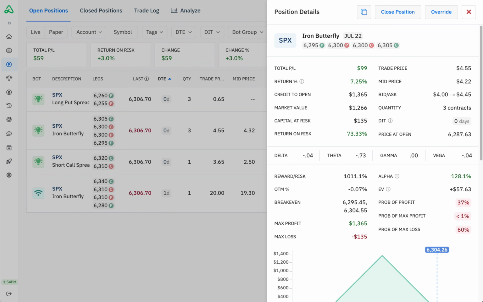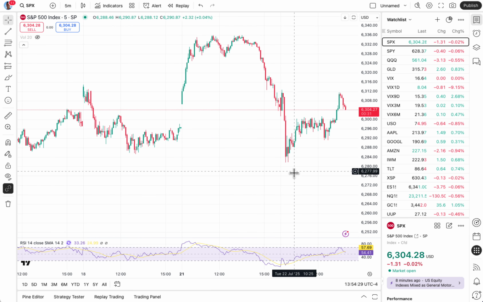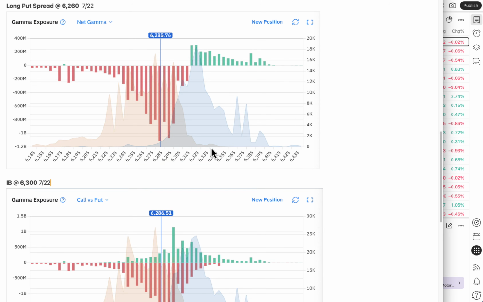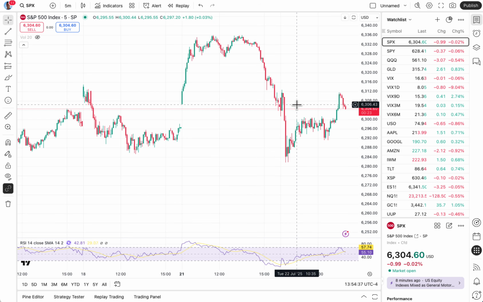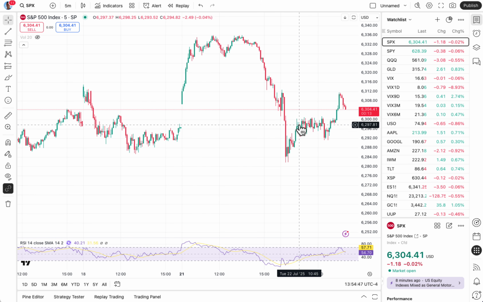But if we look at the actual price action, it's exactly what I was thinking would happen with the iron butterfly. So again, the long put spread: when we hit this negative gamma territory over here, you can see the moves were exaggerated to the downside as market makers were forced to hedge their positions by shorting shares. But then the price basically came back up a bit and got pinned right around 6,300, which is what I was thinking was going to happen.